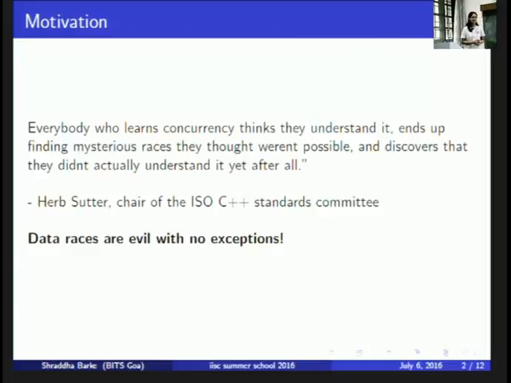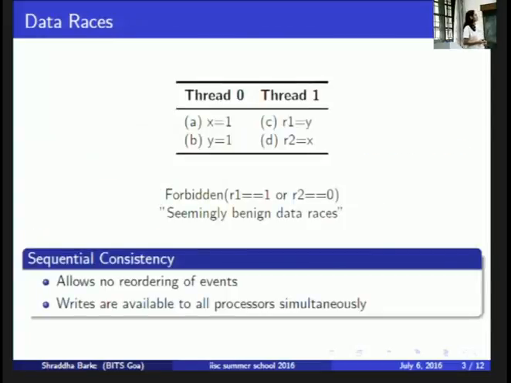A data race occurs when two threads are trying to access the same shared variable, and at least one of the accesses is a write. So in this example, in event A, data is being written to X. In event B, the flag is set to indicate that the data is written, and event C is reading the flag which is set, and event D is reading the data from event A.